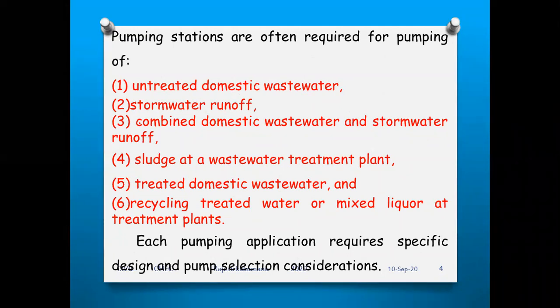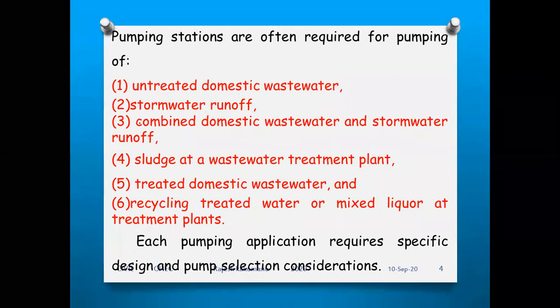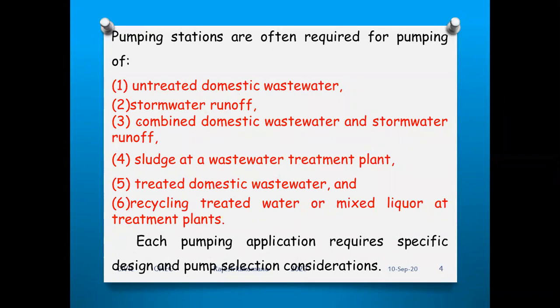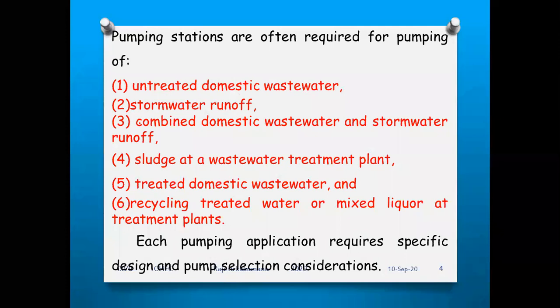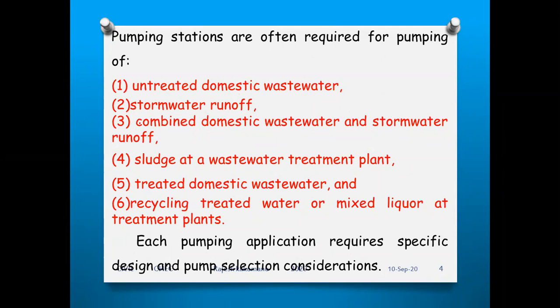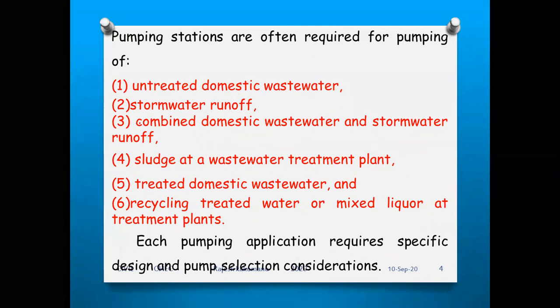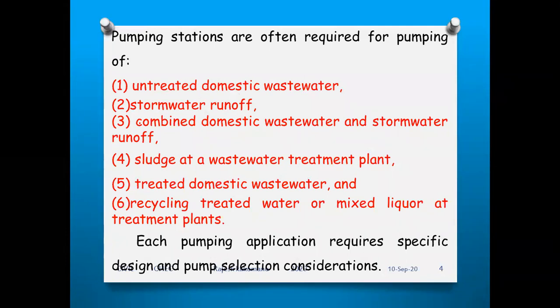So finally what we are saying, pumping stations are needed each and every place where we have abundant usage of water. Wherever work is done with water abundantly, at that point we require the pumping stations. Keep in mind, each pumping application requires specific design and pump selection considerations. Okay? So whatever the applications, more than 5 or 6 or 8 applications that we are learning and discussing, everything requires some specific design and pump selection considerations, right?